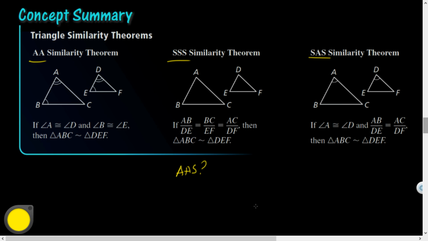But yeah, so there we go. You can prove triangles similar now. You've got a few tricks up your sleeve.